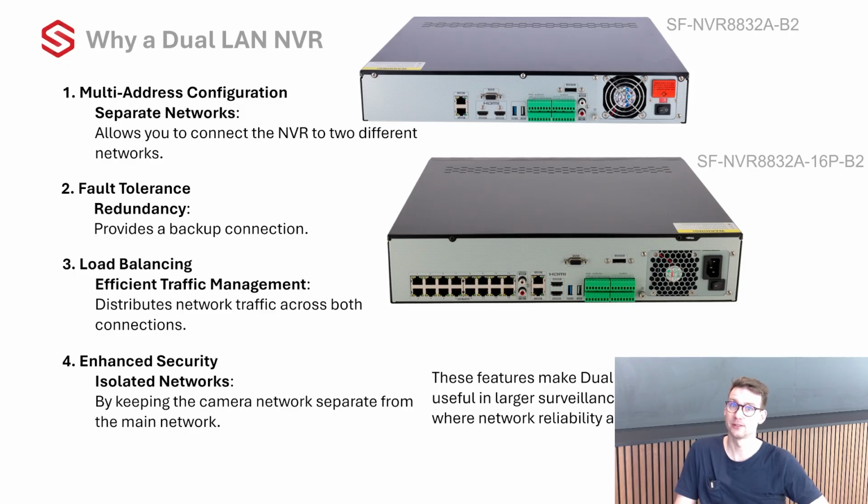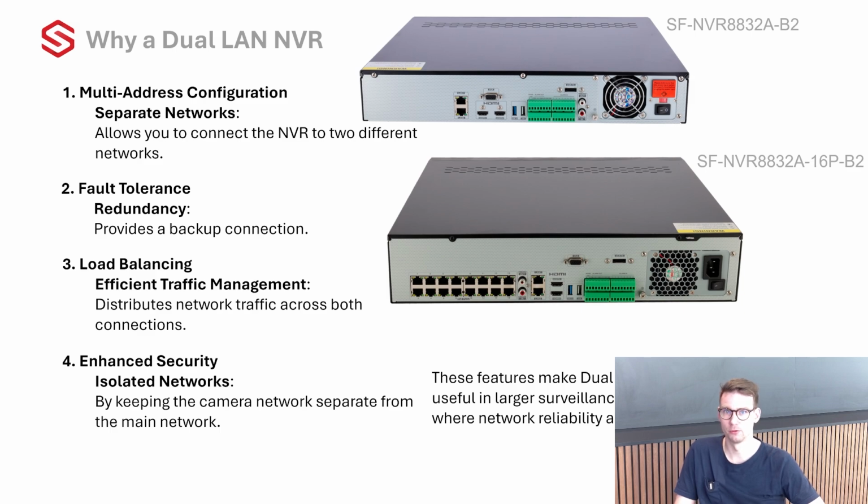We have a second point, which is important, depending on how you apply this. You can also have it as fault tolerance. So basically you can have a backup connection: if your main network fails, you also have a backup connection. So this would be point number 2. Load balancing could be an important point here. It's basically efficient traffic management, distributing network traffic across both connections.